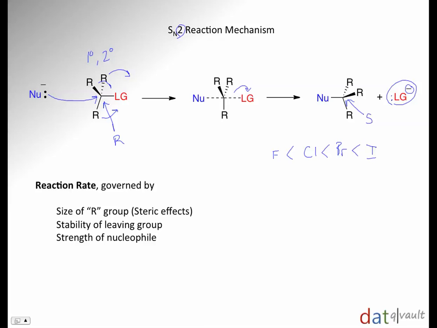Also, the size of the nucleophile is going to govern the reaction rate. So a much smaller nucleophile is going to be able to attack this carbon center a lot faster because of decreased steric hindrance, and is going to be able to basically just get in there and attack that carbon center as the leaving group leaves.